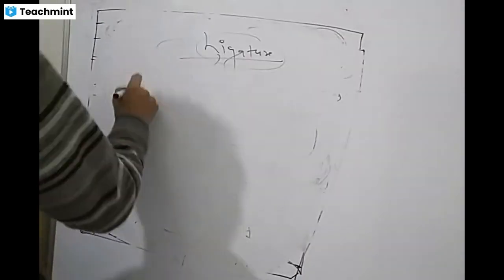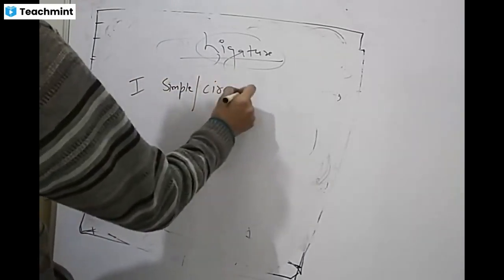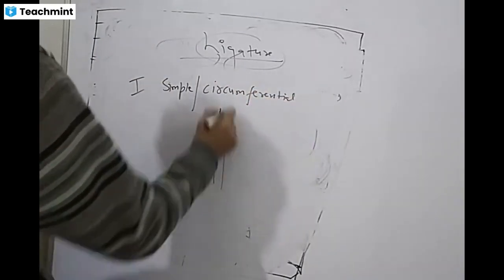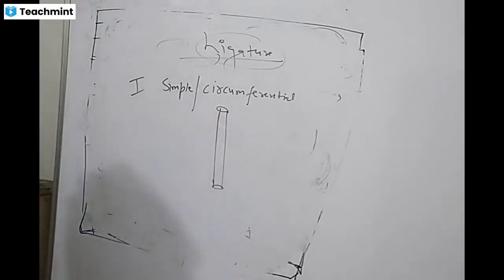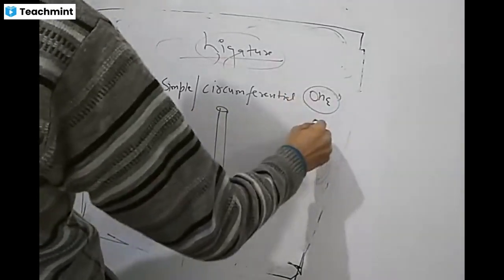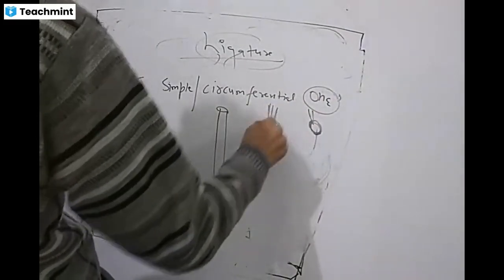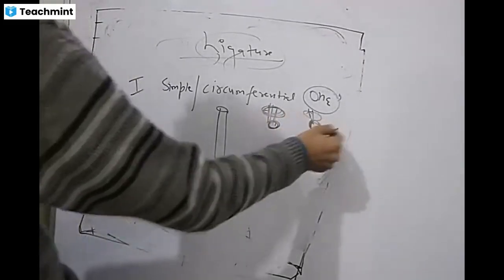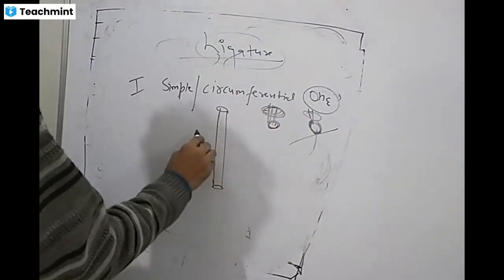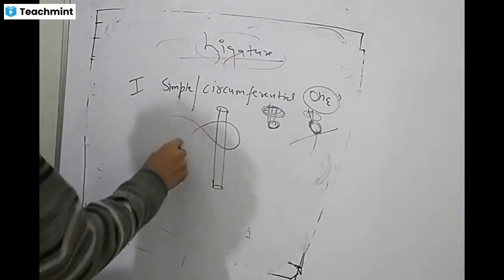One is known as simple or circumferential. In this case, suppose this is the vessel you want to ligate. For example, you are doing OHE, and this is the ovarian end and here is the suspensory ligament. So you tie here, then we cut. Simple circumferential means we take a simple circumference around the vessel and simply tie here.